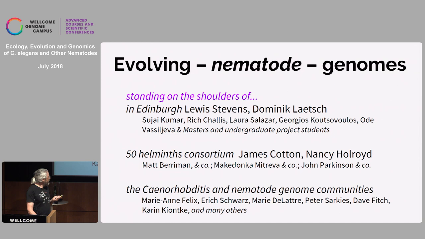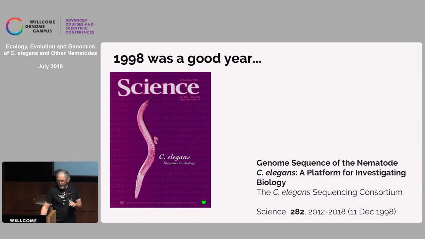So as was mentioned, 1998 was a good year. It was the year that the first animal genome was sequenced, and that genome was the genome of C. elegans. And this publication, it's got the front cover of Science, of course, laid out this beautiful genome, which, as I say, is possibly the SI unit of genomes.